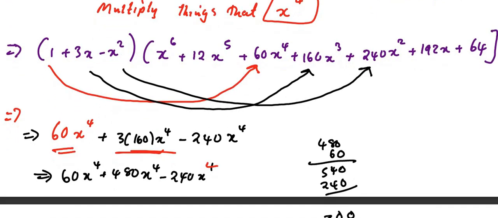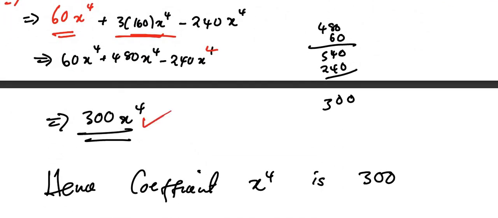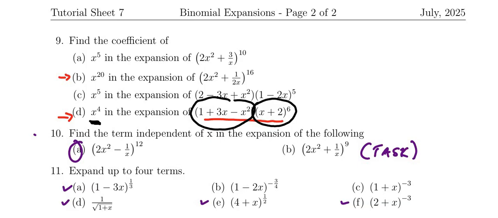So here now we can add everything. Yeah, and we have that the coefficient of x to the power 4 is simply 300. That's the coefficient. So you can do A and C, then show me where you're going to get stuck, then I'll be able to guide you.